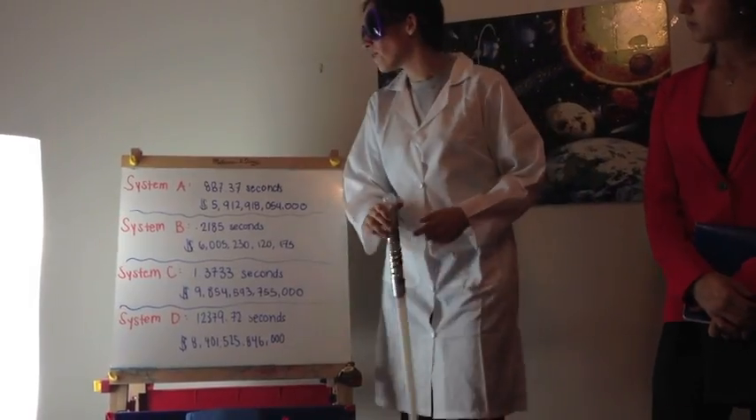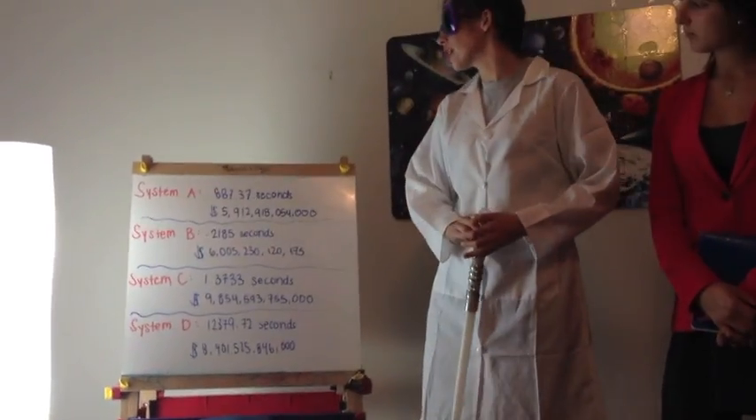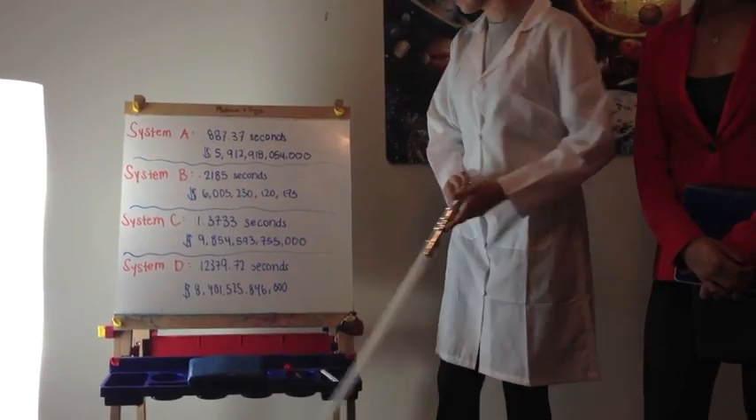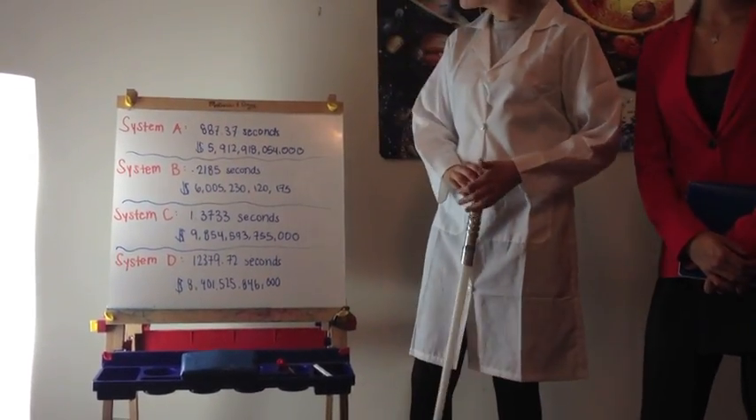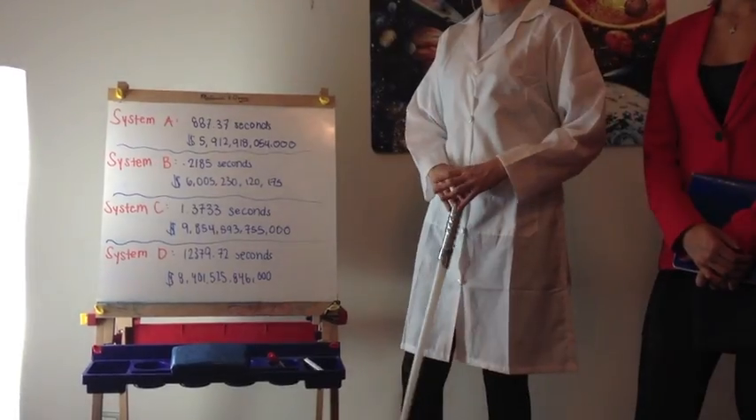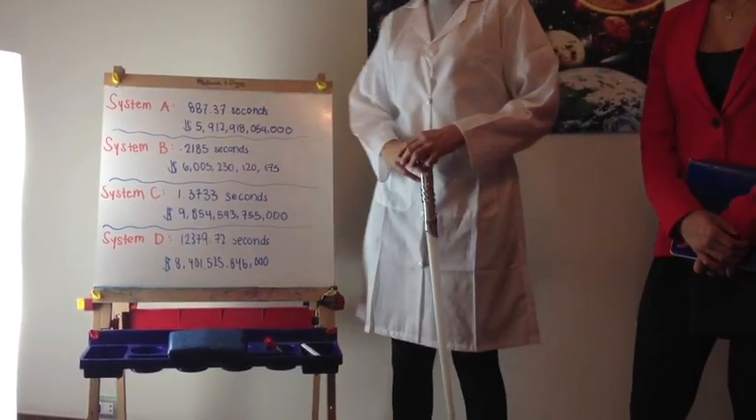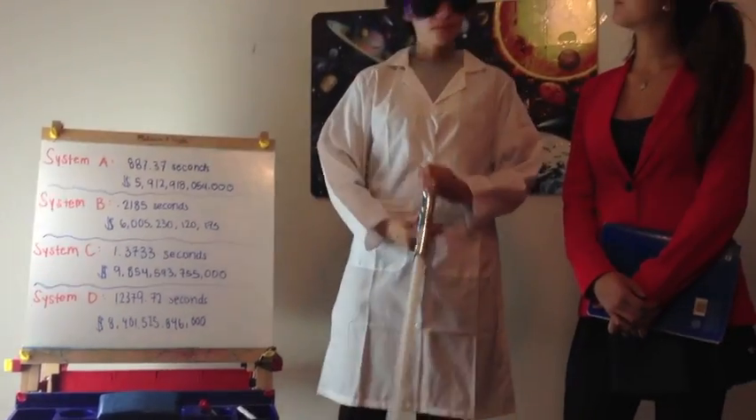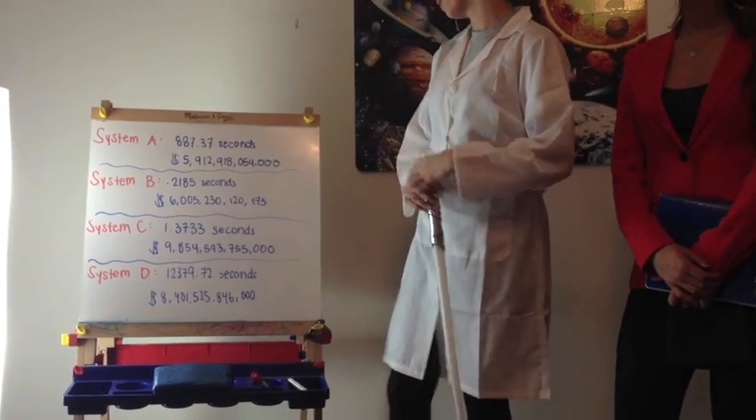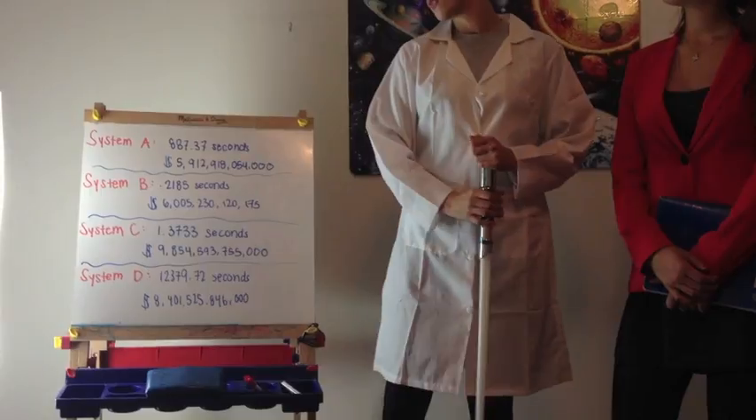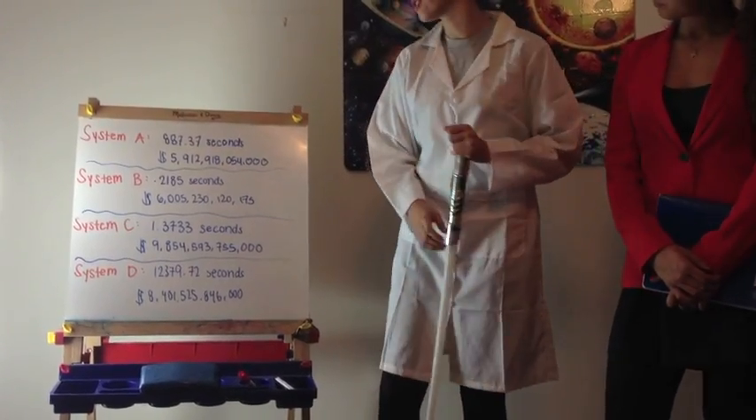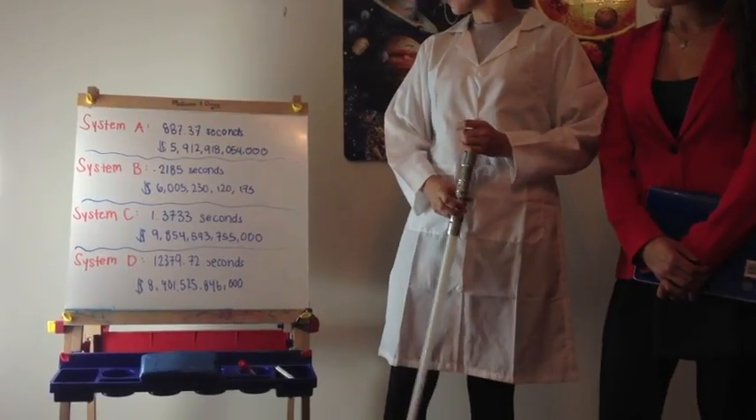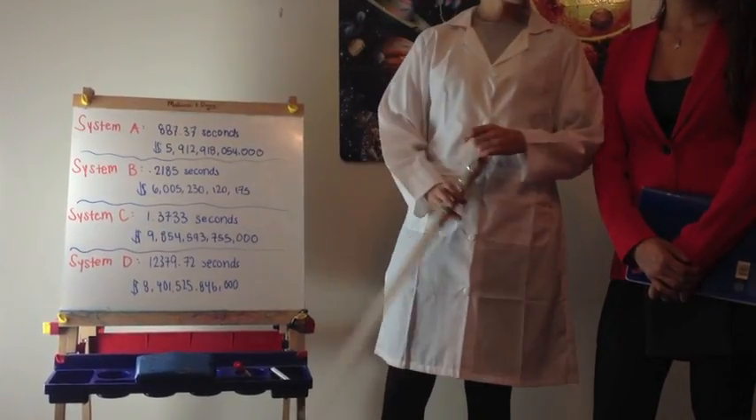Okay, for system A, we have 887.37 seconds to heat the water. The total cost would be $5,912,918,044,000. So system B, we have 0.2185 seconds. The total cost would be $6,5230,120,175. Sounds good. System C, we have 1.3733 seconds and $9,854,593,755. A little bit expensive, don't you think?